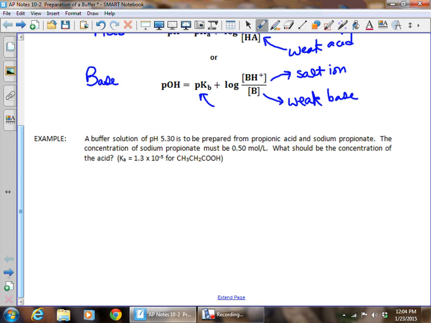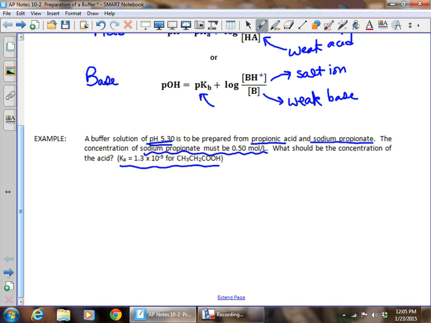Our first example says that we want to prepare a buffer solution that has a pH of 5.30, and we're going to make it from propionic acid and sodium propionate. The concentration of that sodium propionate must be 0.50 moles per liter. What should be the concentration of the acid in order for this to work? It gives us the Ka for the propionic acid. That's very nice because you might not have known what the formula for propionic acid was. Now you do.